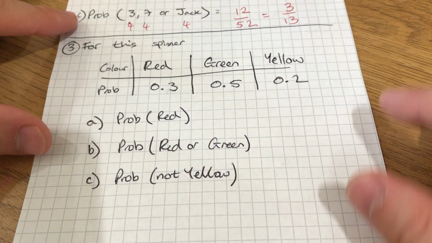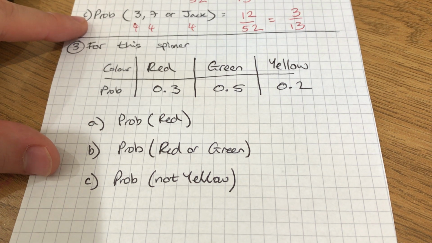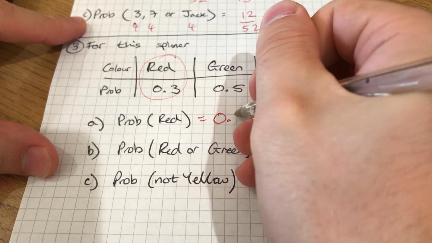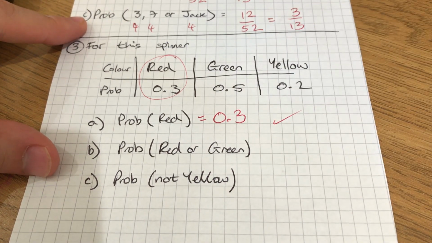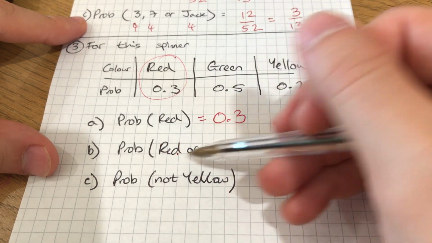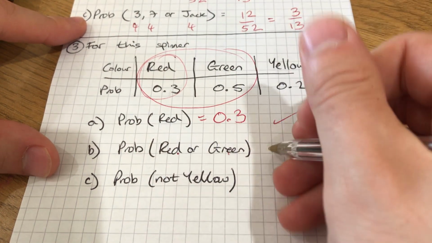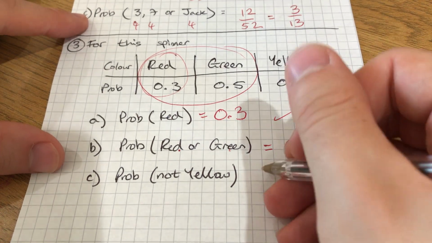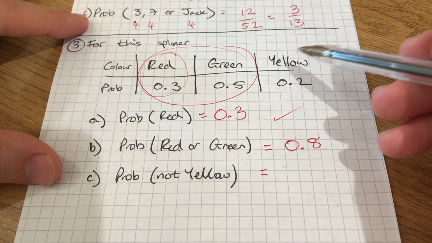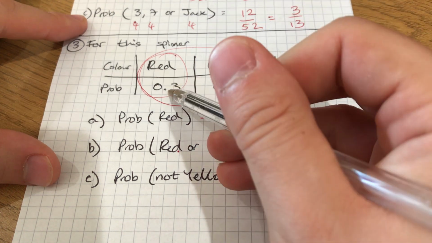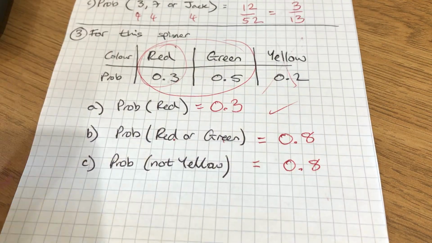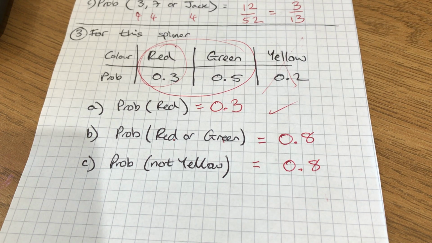Last question, okay. Probability of getting a red, well, actually it tells you what the probability of getting a red is, so it's just being able to read the graph there. Yep, 0.3. Probability of getting red or green, you're going to have to add those 2 together, so that 0.3 plus 0.5, which is 0.8. And finally, the probability of not getting yellow. Well, actually, not getting yellow means the same as getting the red or the green in this case, so that is also 0.8.